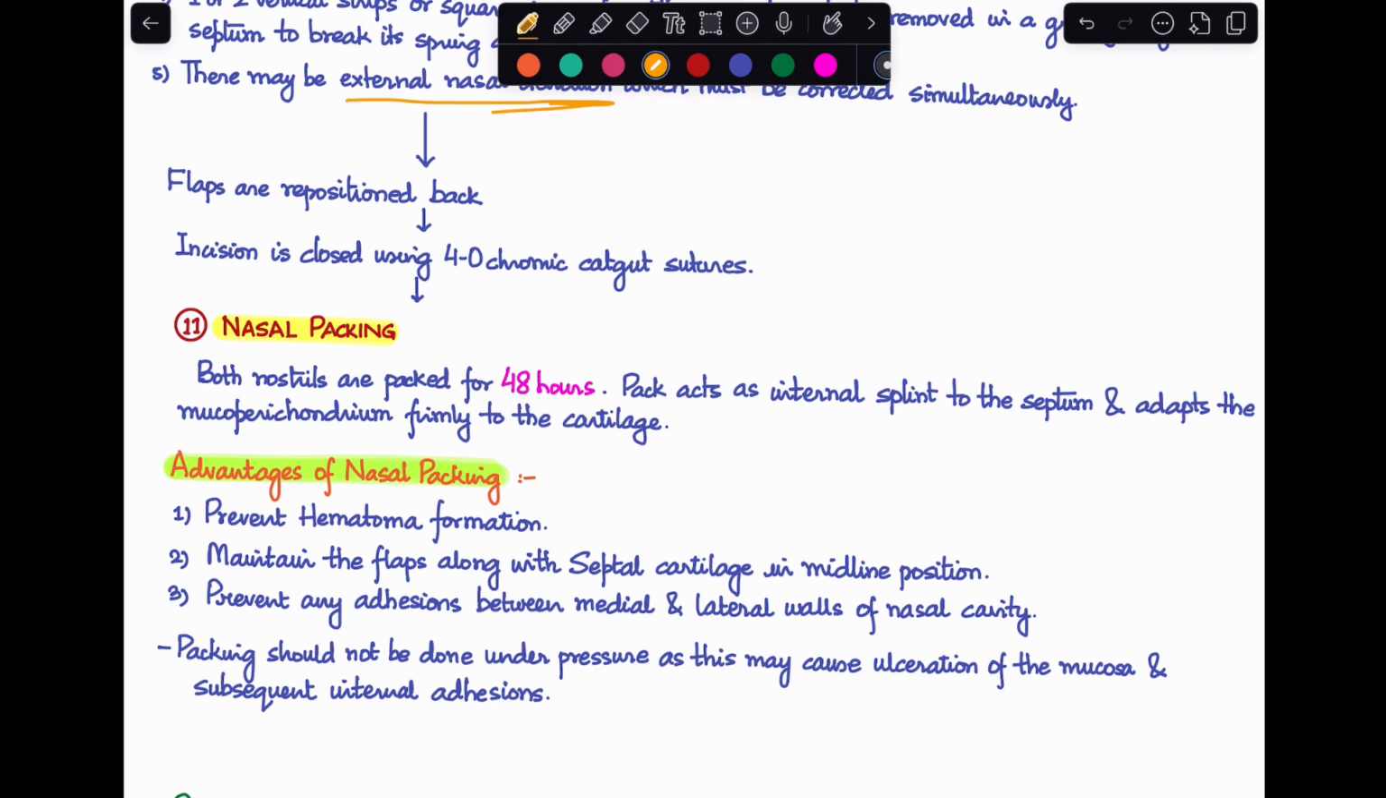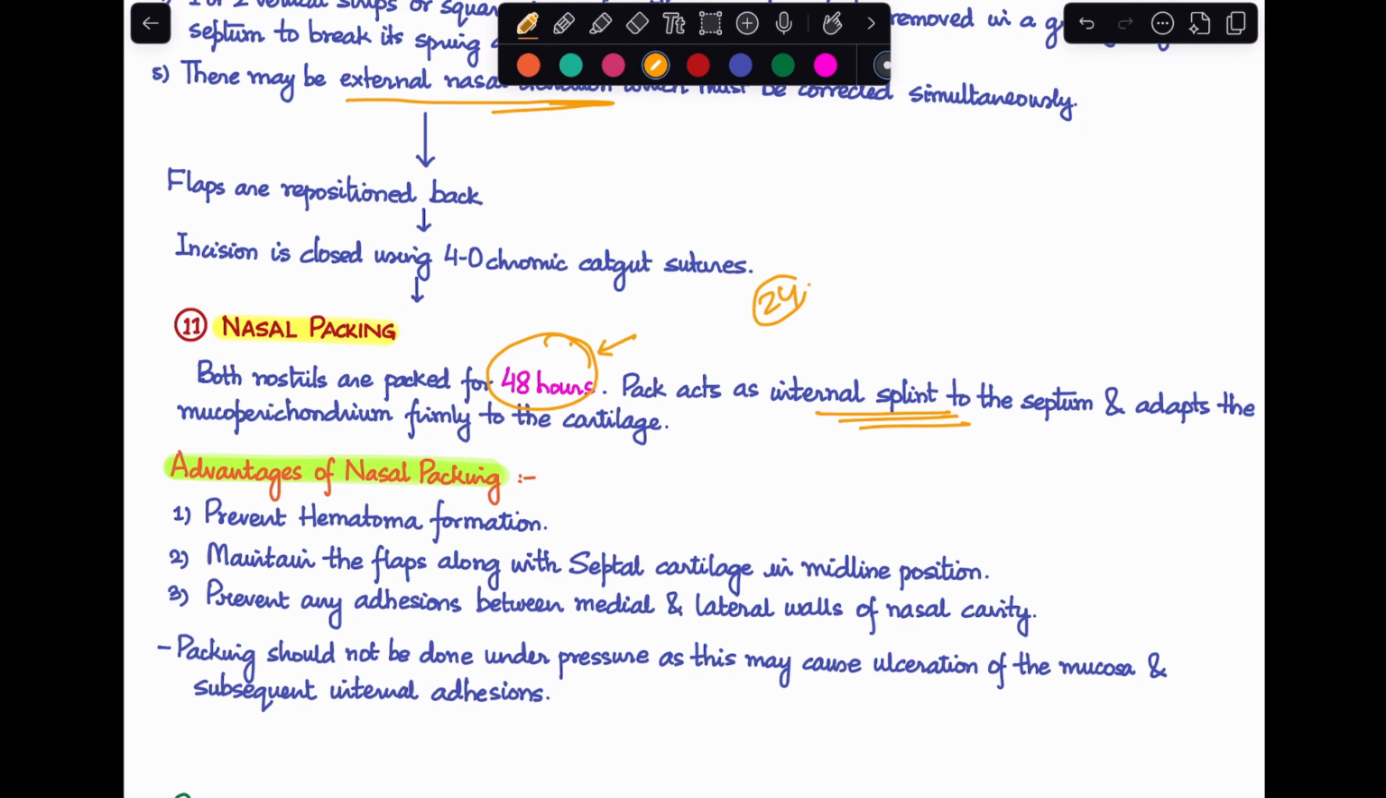Now we'll pack both of the nostrils, and this pack will be kept for about 48 hours. Some places prefer to keep it for 24 hours, but I would say 48 hours is a good time for this. Now let's try to understand the purpose of this packing. The packs that you are placing act as an internal splint to the septum, and they help in adapting the mucoperichondrium firmly to the cartilage. So it is acting like an internal support to the newly corrected septum that you have just placed.